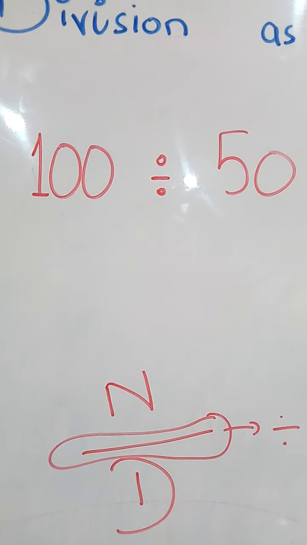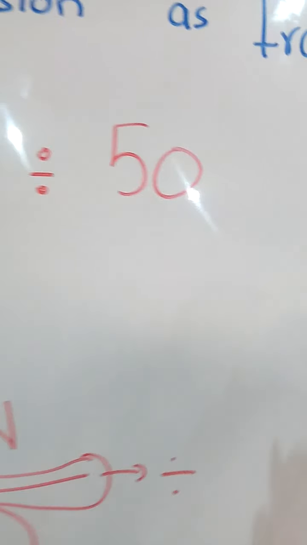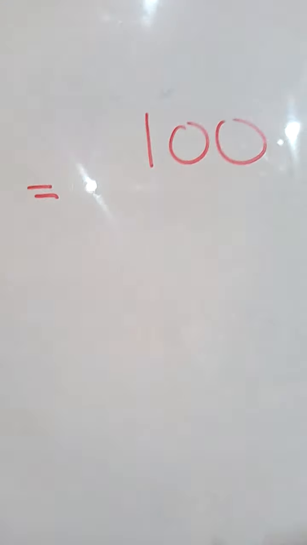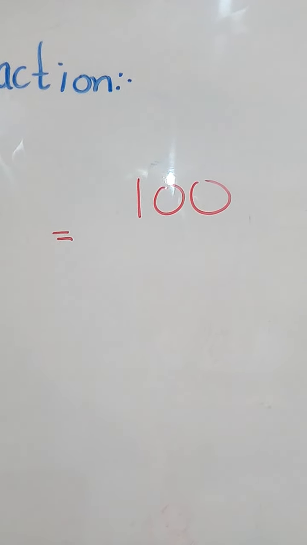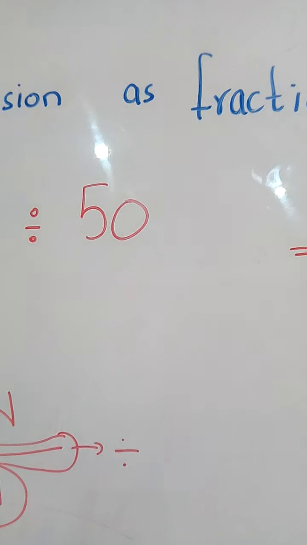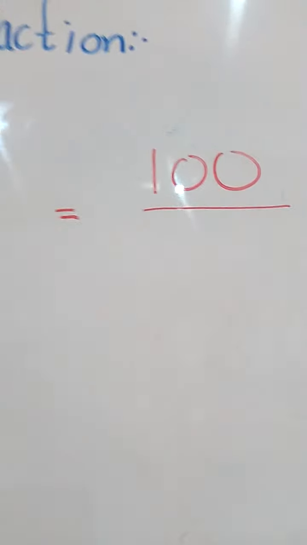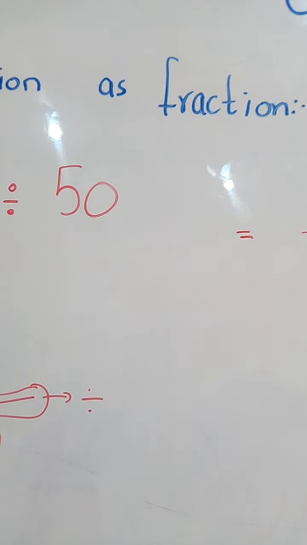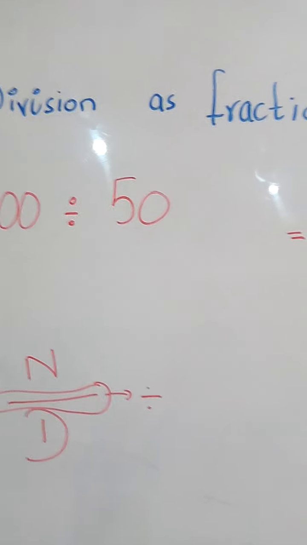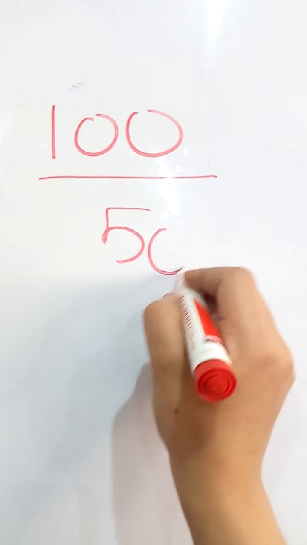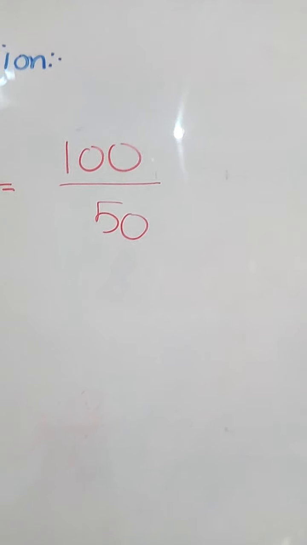It means that 100 is written first, so it will be your numerator. You will write 100 in the numerator's placement. Then the division sign is written over here. It means you have to make the division bar or fraction bar like this. And then 50 is written after 100, which means it will come in the denominator's placement over here. Look, this form has now been converted into a fraction.